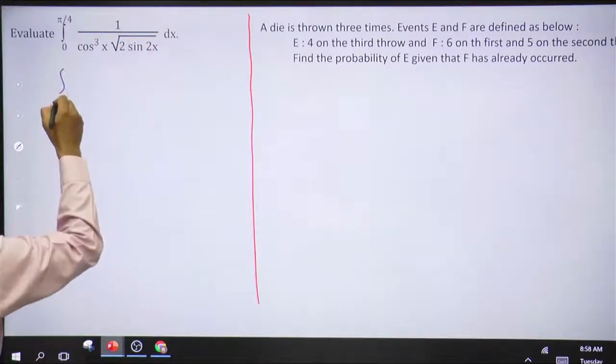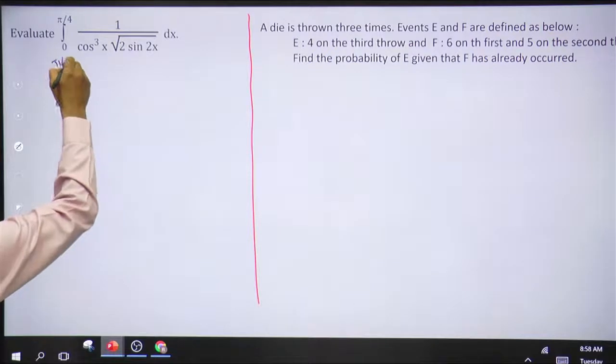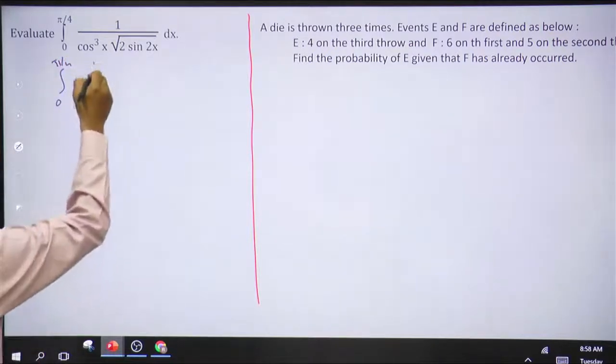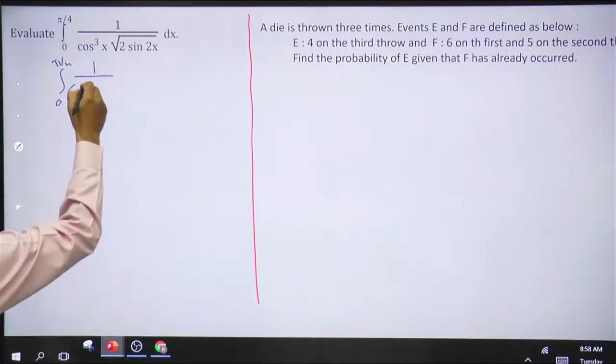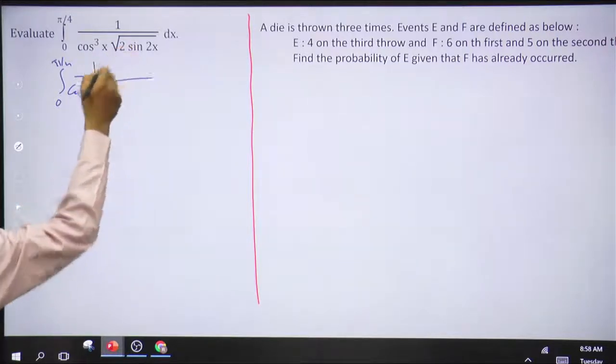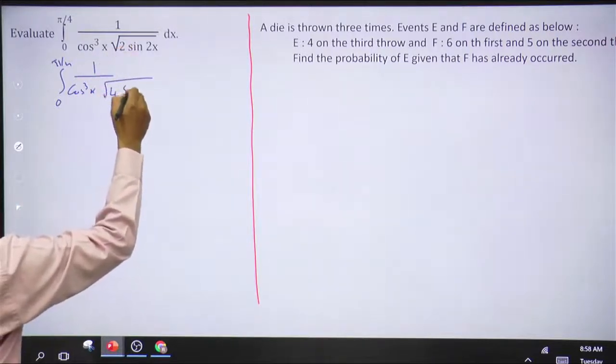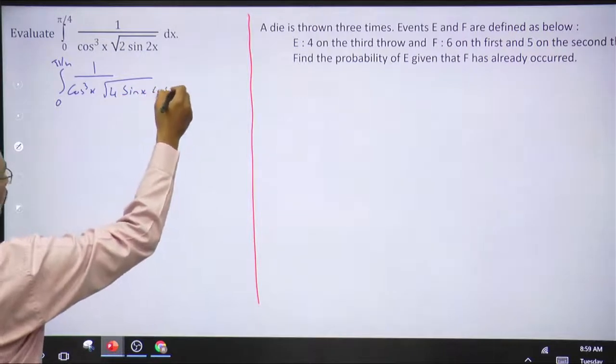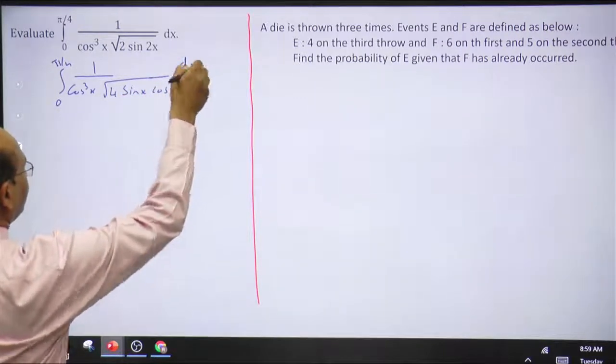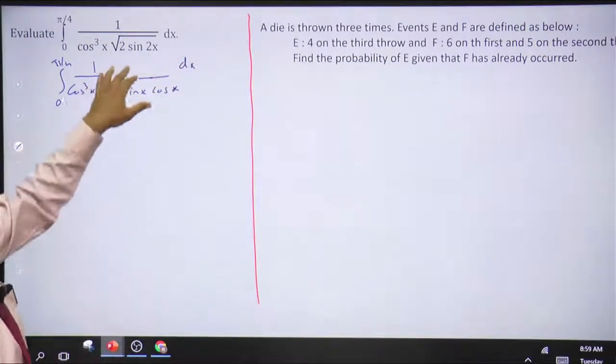I am just making my work simpler. Please pay attention. Suppose 0 to pi by 4 happens to be there. So, 1 upon cos cube x. Can I write this as 4 sin x cos x? Because you know why? The reason is sin 2x can be written as 2 sin x cos x.